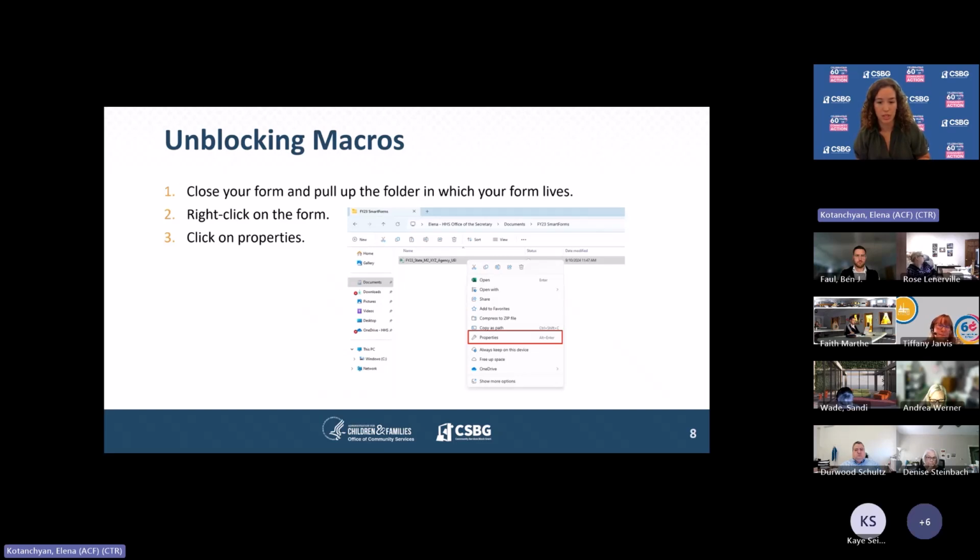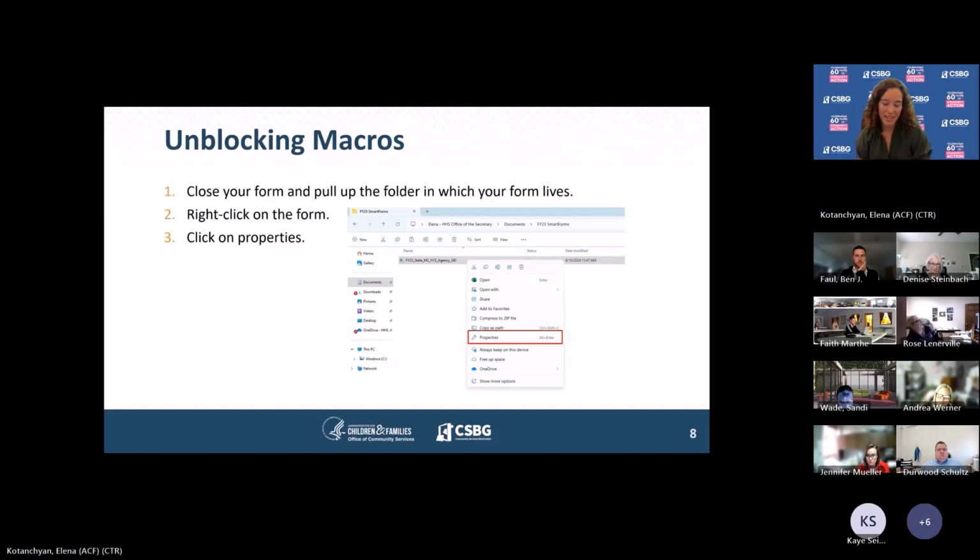So you can see on my screen, I have it in Documents. And by the way, the information that I'm presenting today is for no agency in particular. You can see that it says XYZ agency, so don't be concerned. It's no one's smart form.